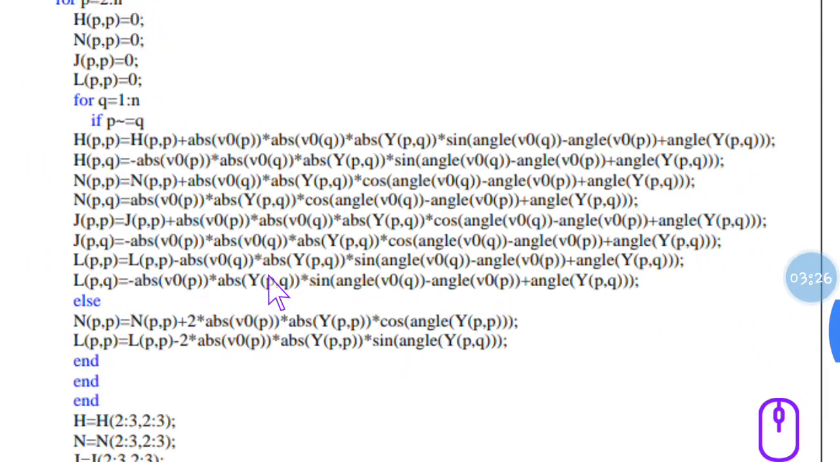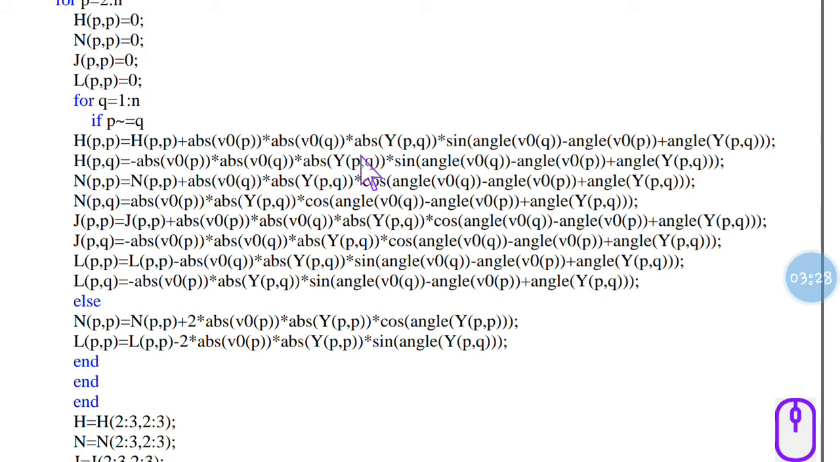What you have to remember while doing this is that whatever line you write, the same thing is there in the next one, with a slight change. H of PP diagonal plus absolute of voltage P, voltage Q, and admittance and its angle: absolute of voltage of P, voltage of Q, into Y of PQ, sine of angle of voltage P minus angle of voltage Q minus angle Y of PQ. Okay. I repeat, H of PP, absolute of voltage of P, voltage of Q, admittance, sine of the angle of voltage and the angle of admittance.